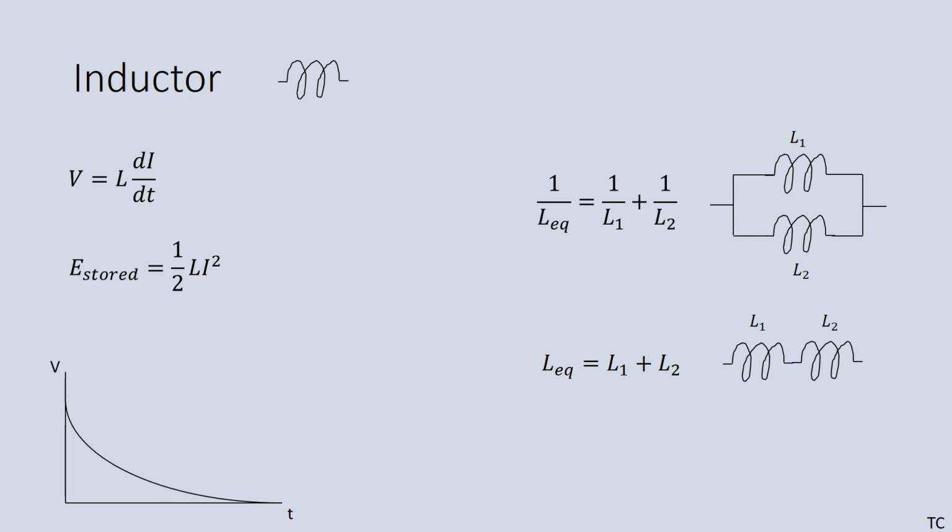So this makes sense because when the circuit just turns on, the current goes from 0 to some value, so di/dt will be very large, and thus the voltage across the inductor will be very large. However, as time goes on, the current in the circuit will stabilize, making di/dt go to 0, and that's why the voltage is also going to 0 as t continues to increase.